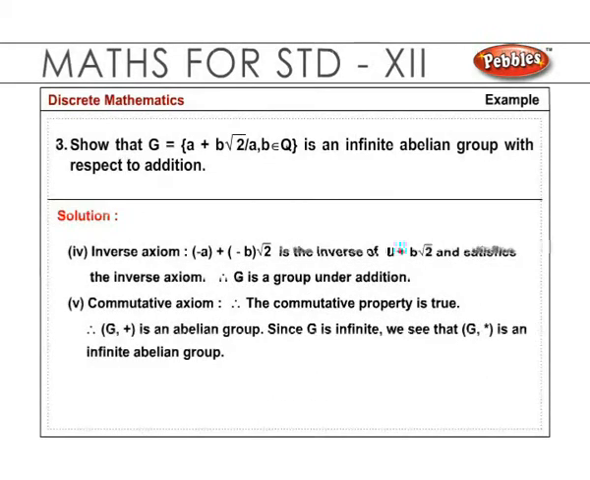4. Inverse axiom. Therefore, minus a plus minus b root 2 is the inverse of a plus b root 2 and satisfies the inverse axiom. Therefore, G is a group under addition. 5. Commutative axiom. Therefore, the commutative property is true. Therefore, G, plus is an abelian group. Since G is infinite, G, plus is an infinite abelian group.